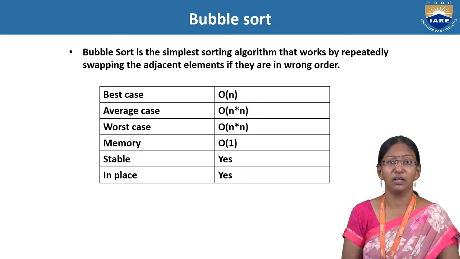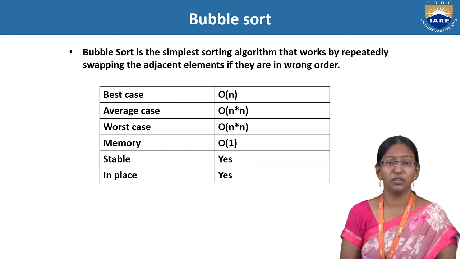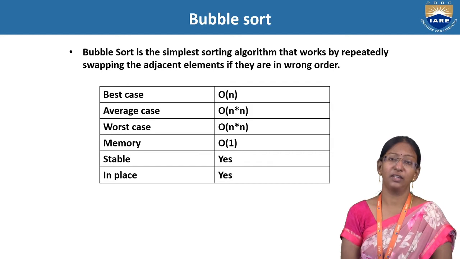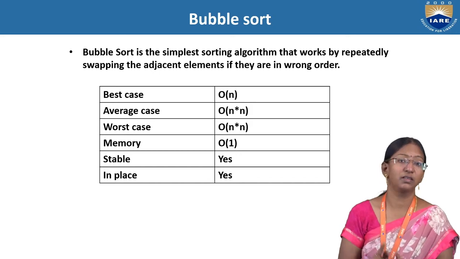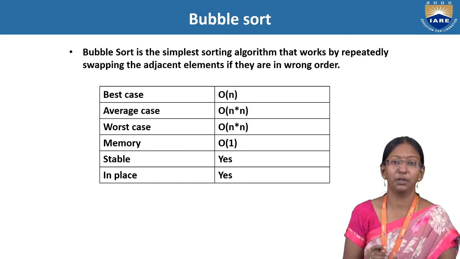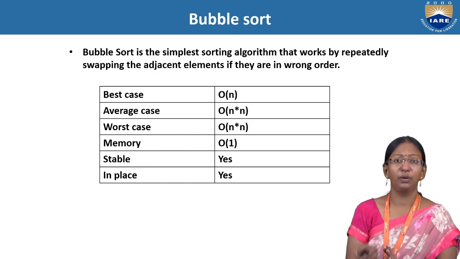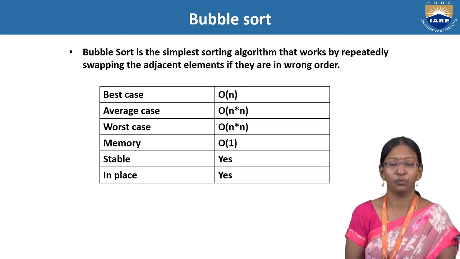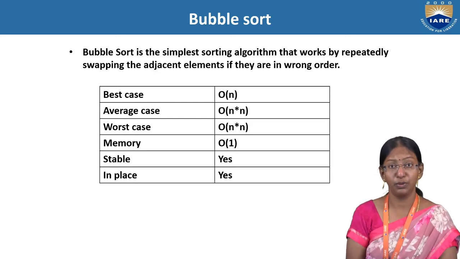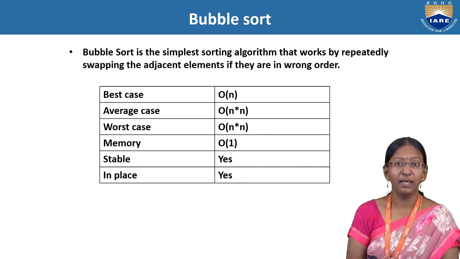Here, the best case time complexity of our bubble sort is order of n. Average case is order of n square. Worst case is order of n square. And the memory it uses is order of 1. One temporary variable is enough just to swap the elements. Generally, when we swap two elements, we need a temporary variable to store the intermediate one. In C language, we do need that, right? It is stable and it is in place.